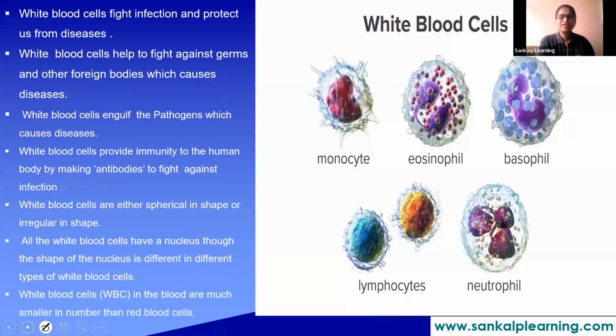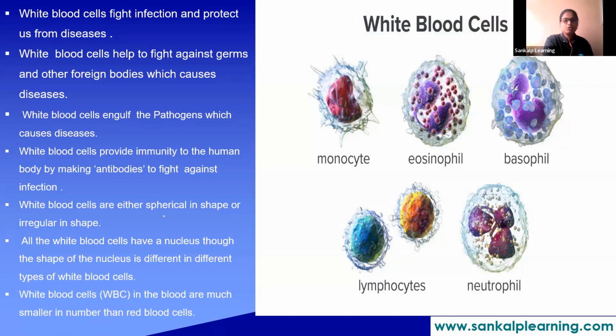Okay. The next one is white blood cell or WBCs. It is also a cell which is present in the blood. As the name indicates, white, here no hemoglobin is found. So that is why these are not red in color. The main function of white blood cell is to fight against infection and protect us from diseases. These will provide immunity. Immunity means a capacity to fight against the diseases. So these WBCs provide us immunity.